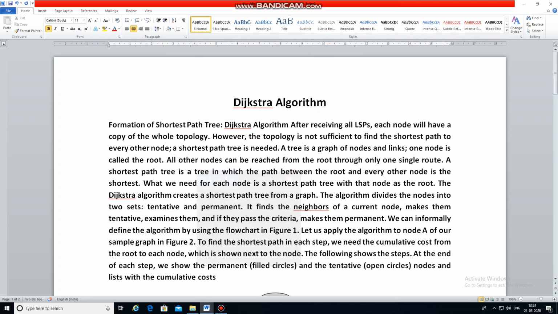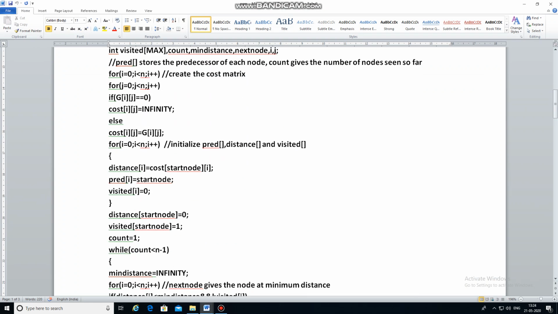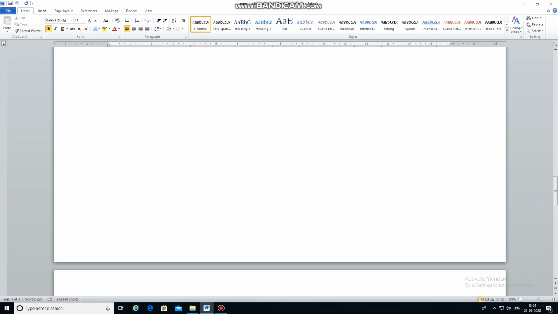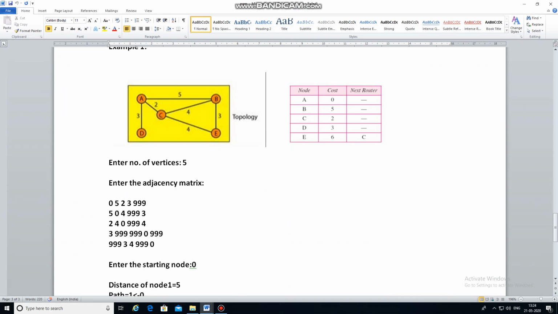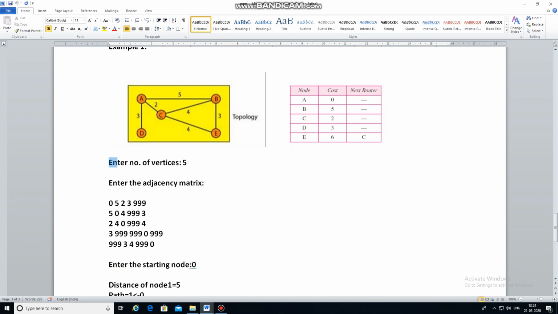Now we shall see the program related to Dijkstra algorithm, right? So this is the C program written for the Dijkstra algorithm. Once you execute this, see, keeping same topology, right? So I have taken, enter the number of vertices, that is number of nodes. Vertices is nothing but node. We take it as a 5. Then we enter the adjacency matrix. Adjacency matrix means for each vertex which are the vertices connected and what is the cost.